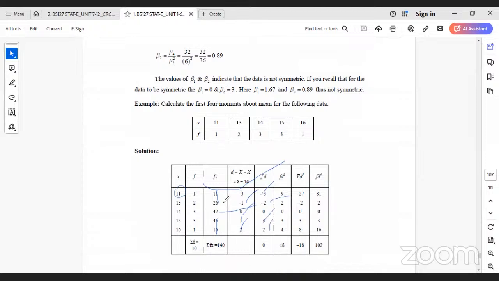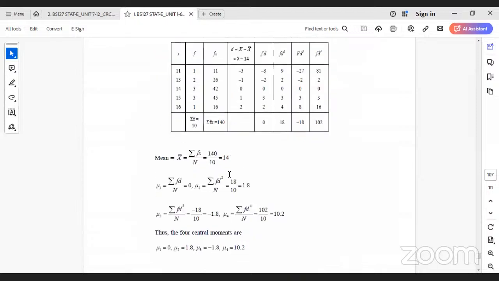So f d square చేయండి. 3 into 3 is 9 into 1 is 9, 1 into 1 is 1, 1 into 2 is 2, 0 వస్తుంది. ఇది d cube, d to the power 4 చేసాం. టోటల్ ఎంత వచ్చింది? 18 minus 18, 108, 102 వచ్చింది. క్లియర్? Yes, sir.